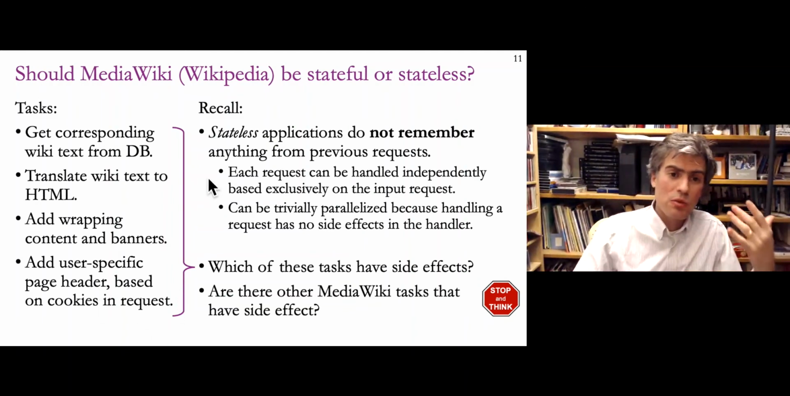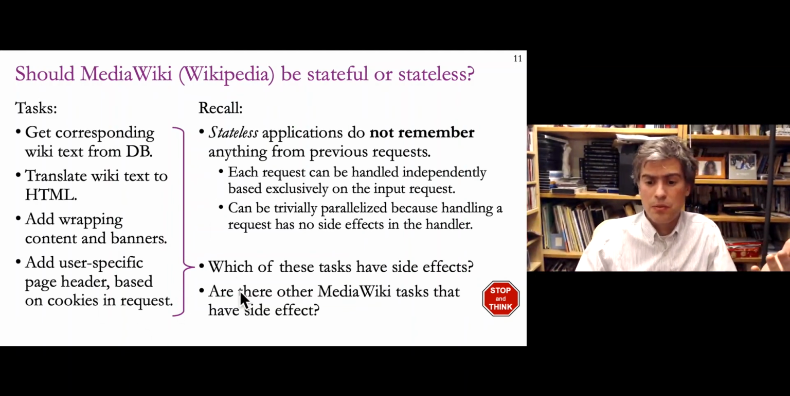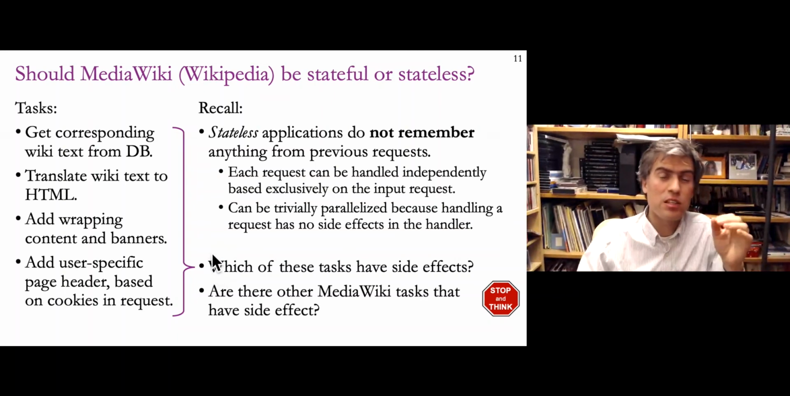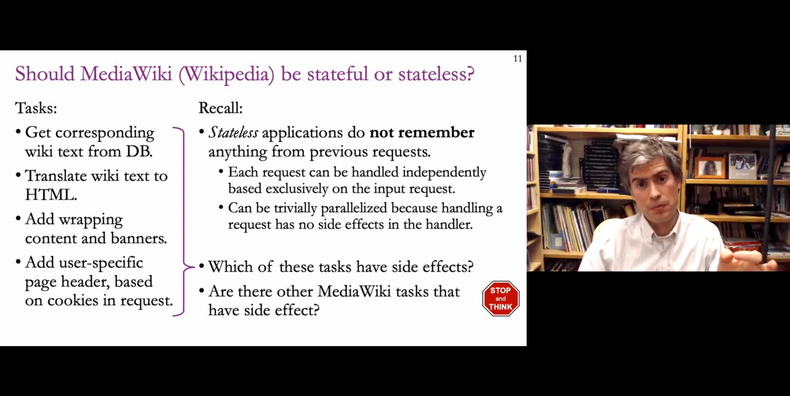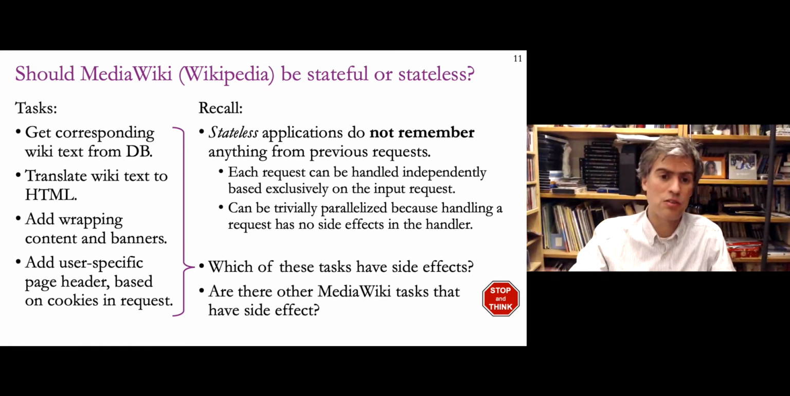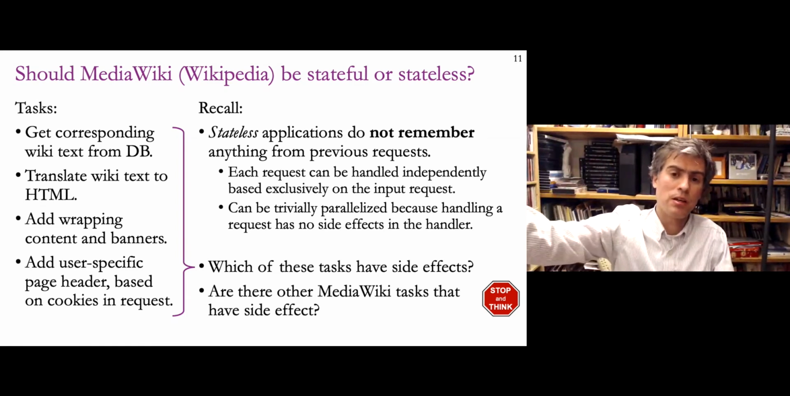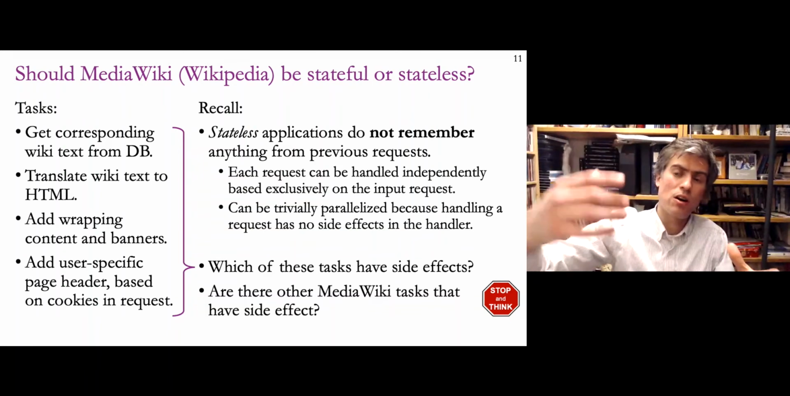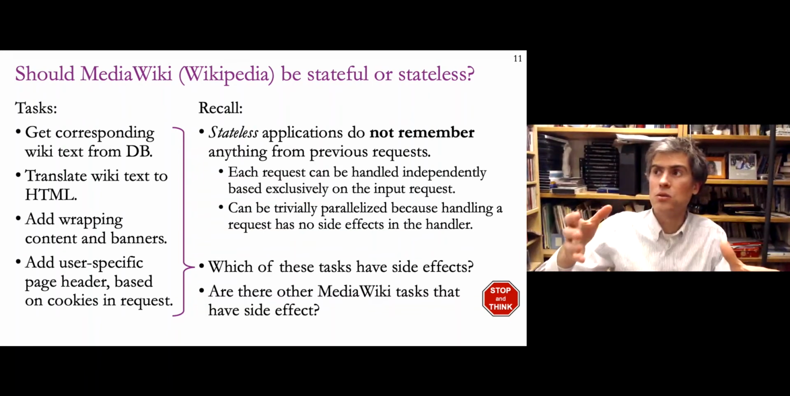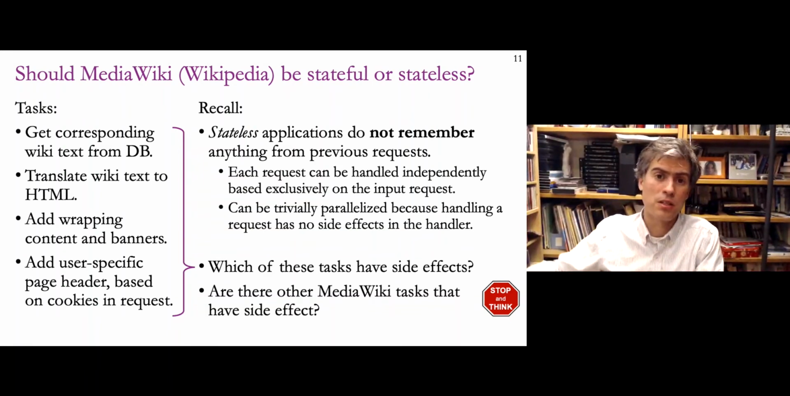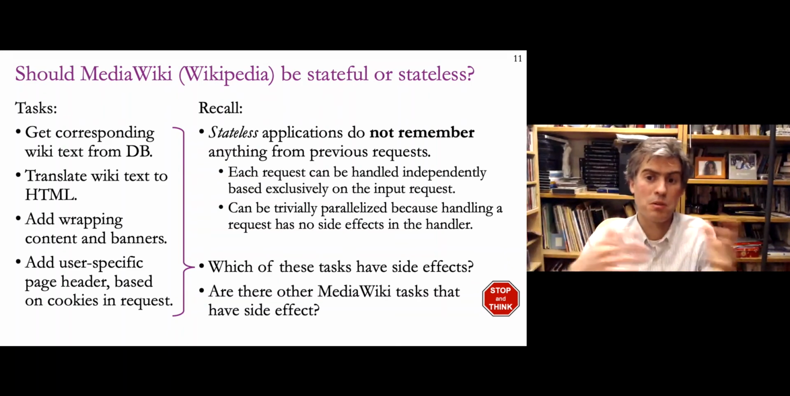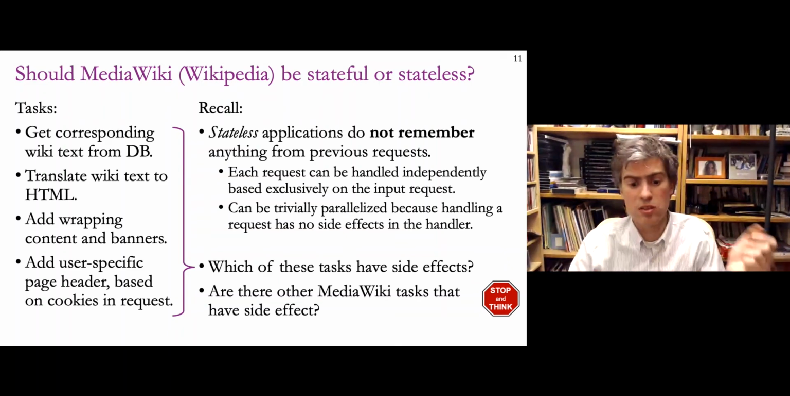But in your interactions with Wikipedia, as a user, can you think of things that you do on the Wikipedia page that are stateful? In other words, you do something in the browser, it sends a request to Wikipedia, and that request causes the system to, later on when you do something else, give you a different response because you did something previously. What are some examples of those things? Stop and think about that.